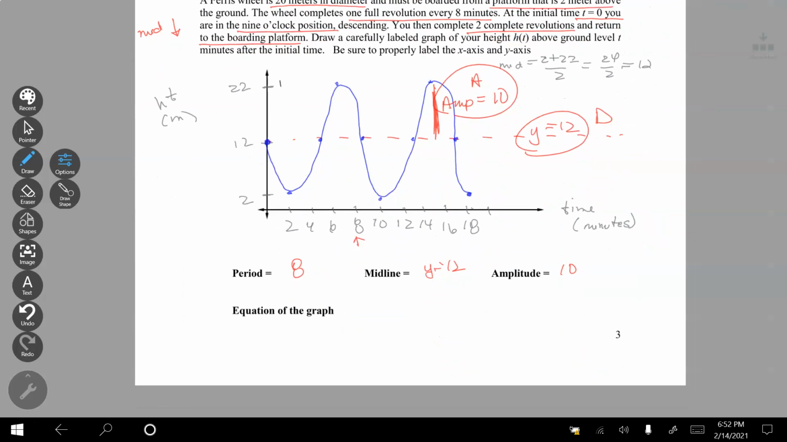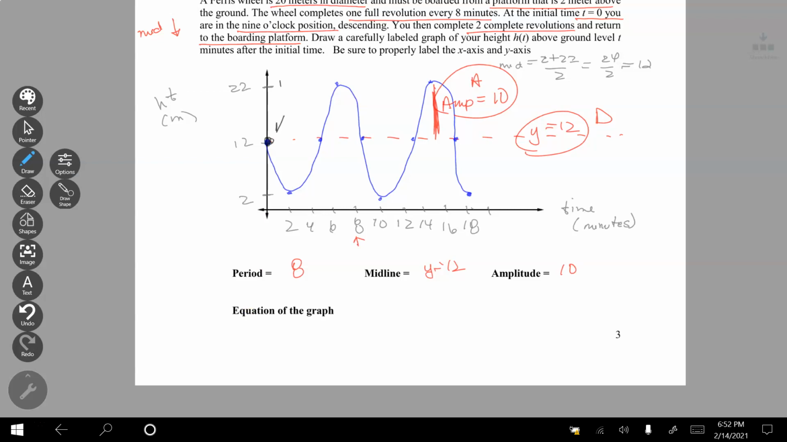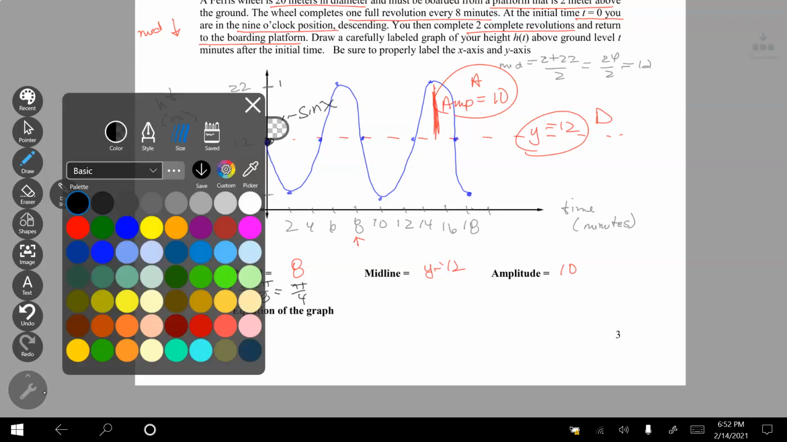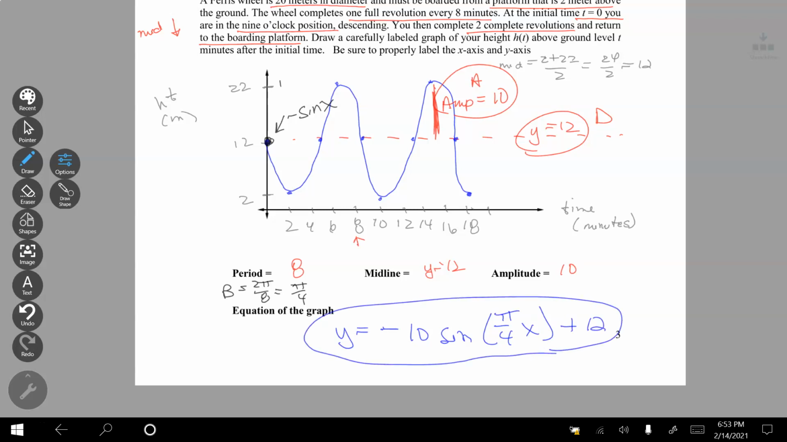And therefore, I look at this graph. This graph starts at the midline and goes down, so this is a negative sine graph. And my b value has to be 2 pi over the period of 8, which is pi over 4. My whole equation is y equals, it's negative, my amplitude is 10, sine graph, pi over 4 is my b value, x, don't forget your x, plus a midline of 12. And that is the equation of that Ferris wheel problem that we drew. Thank you.